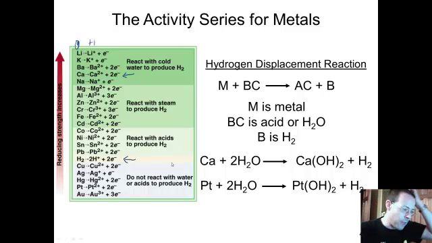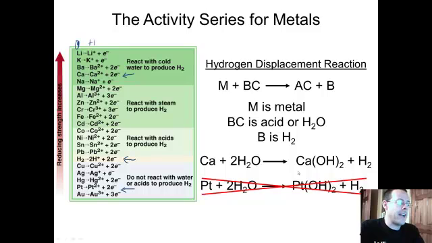However, if we try to react platinum, if we find platinum, it is way down here, okay, and hydrogen is up here. Platinum, in the presence of water, will not replace hydrogen. So this is a reaction that does not happen because platinum is not a strong enough reducer to actually reduce hydrogen. Because hydrogen is a stronger reducer, nothing happens.